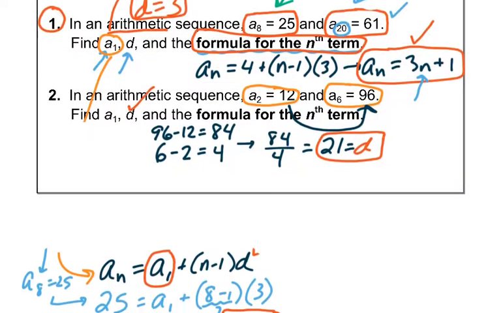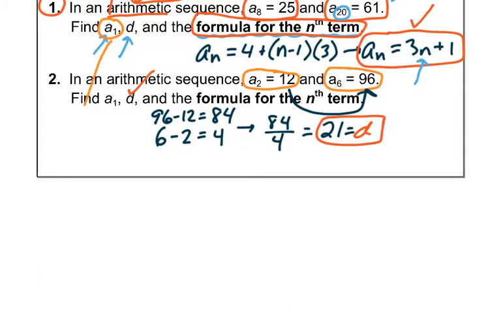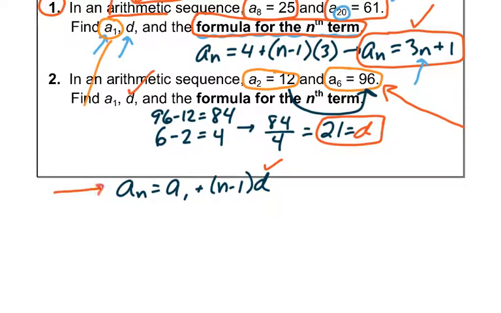Good. Now let's go back and see if we can find the A sub 1 value, again, just by using the formula. So A sub 1 plus n minus 1 times D. Okay, we're looking at A sub 1. We now have D. And why don't we use one of the two pieces of info they gave us, either A sub 2 or A sub 6. This time, I'm going to actually use A sub 6 just to show you that the big number works as well as the small number. So I'm going to plug A sub 6 equals 96 in there.